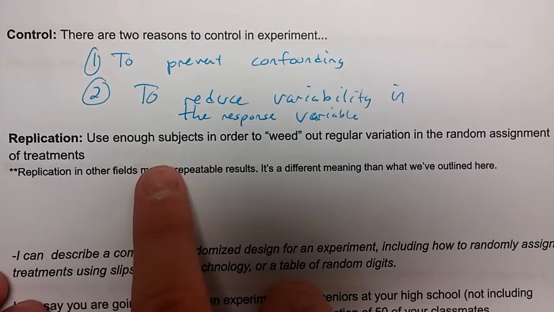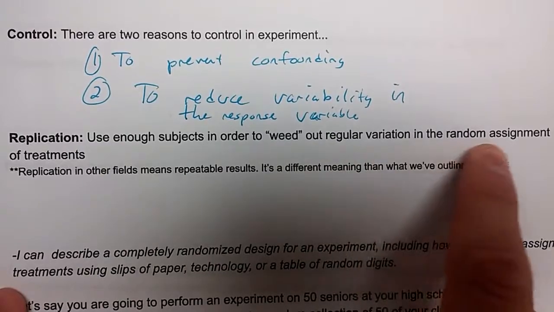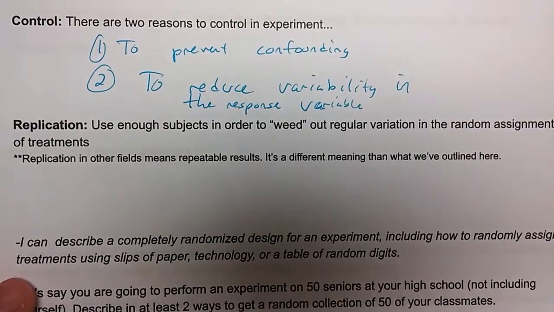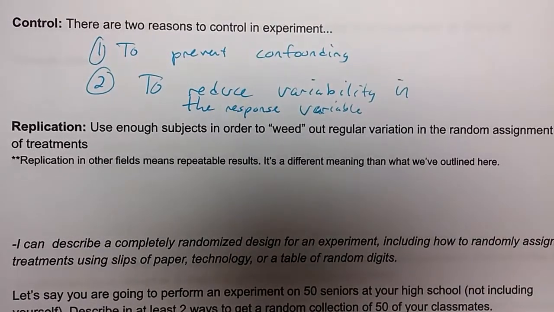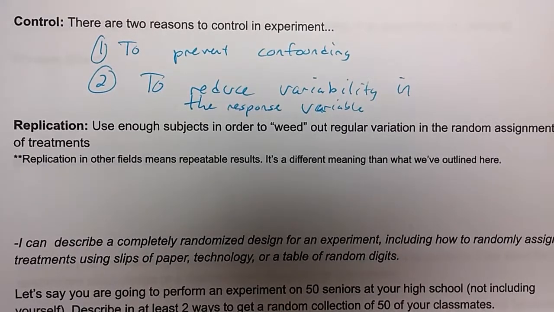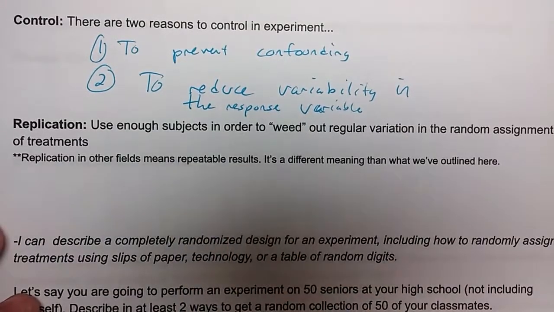In the principles of experimental design, this means use enough subjects in order to weed out regular variation in the random assignment of treatment. So there's going to be a replication of the treatments more if you have more subjects. If you only have a very small number of subjects, you're going to have maybe too much variability in the values to actually make a conclusion. So replication means have enough subjects in order to make a fine conclusion or to actually look at the variation and make it a good summarization of the experiment. In other areas it means repeatable results, so it just means something different in this case.